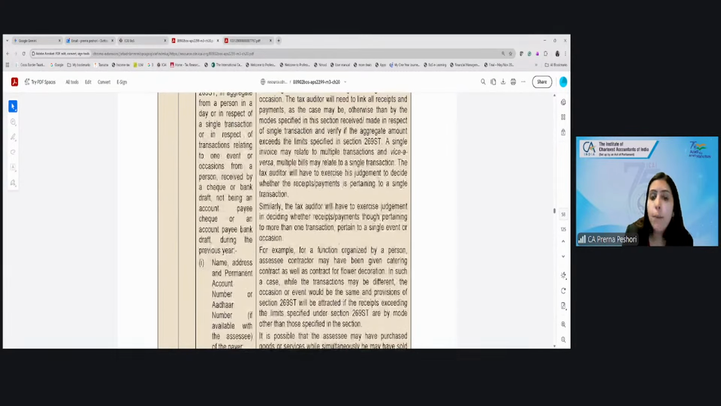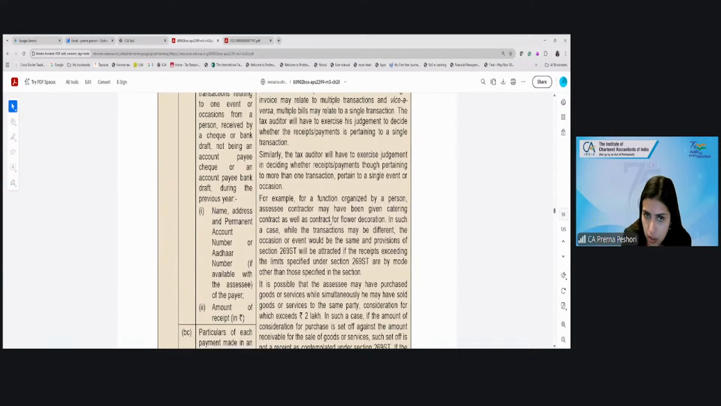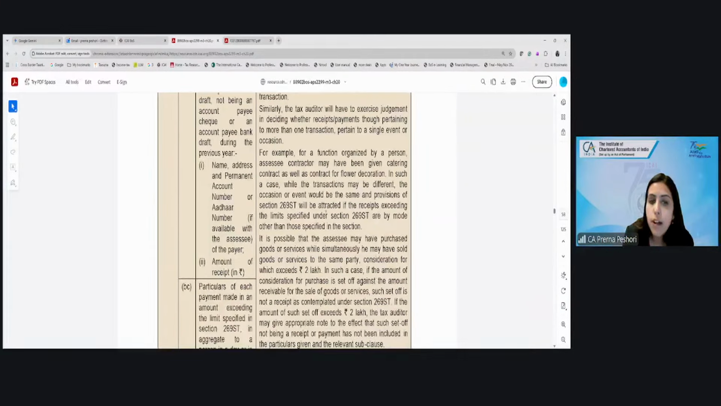Okay. For example, for a function organized by a person, the assessee may have given a catering contract as well as a contract for flower decoration. Now the transactions are different. The event is the same. And 269 ST will be attracted if the receipts are by a mode other than those specified in the section.